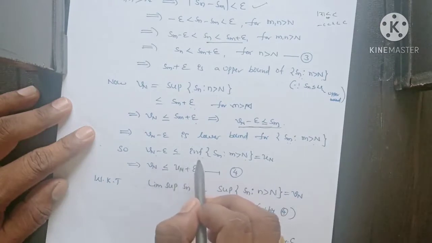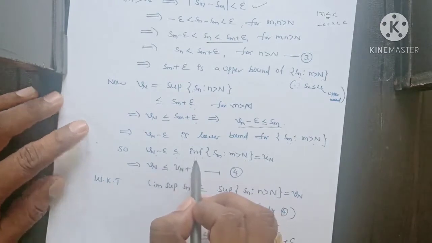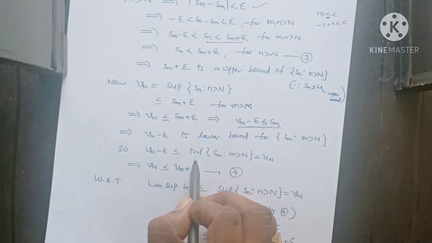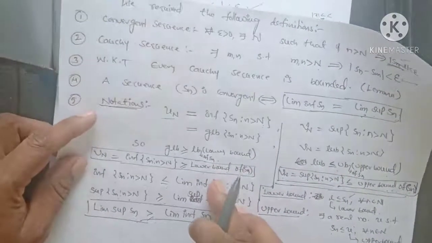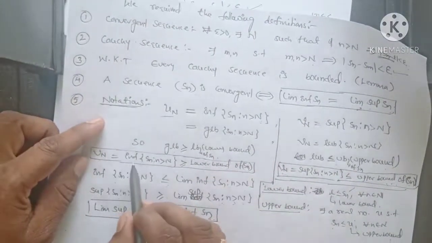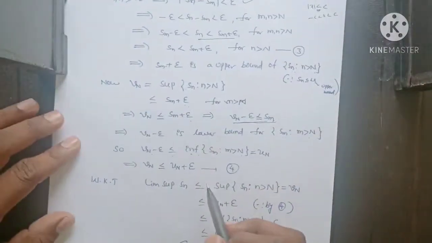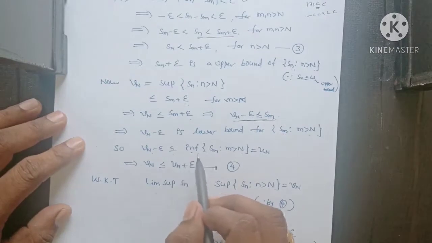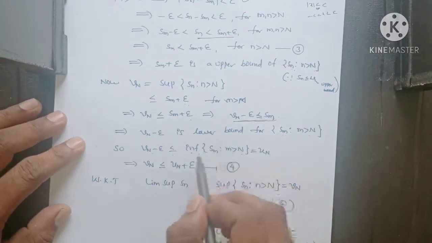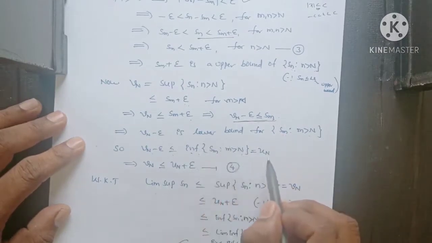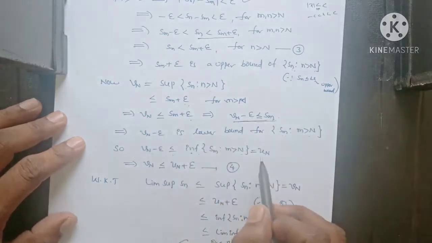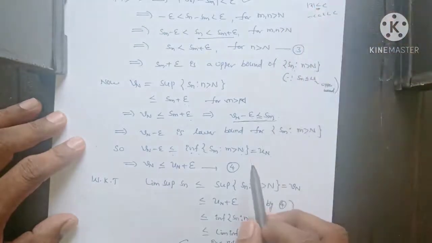A lower bound is always less than or equal to the greatest lower bound (GLB). Already we use this condition. The lower bound of a sequence is always less than or equal to the infimum of Sn such that n is greater than capital N. By using this condition, the infimum of Sm such that m is greater than n is denoted by Un. Already the notation is there. This is the Un notation.